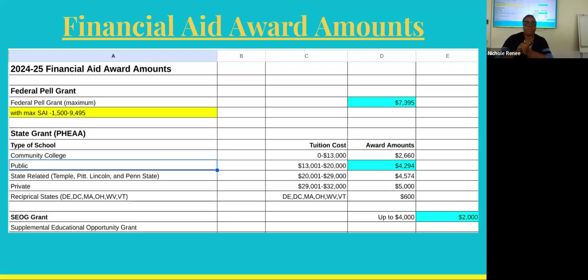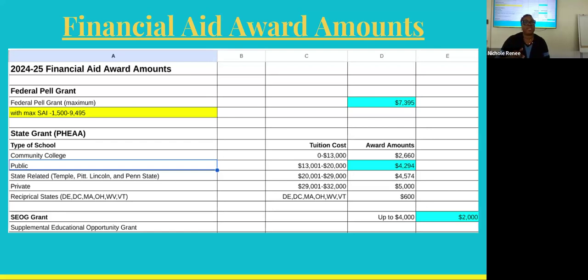What do we say when we hear grants and scholarships? Those are good words because free. You don't have to pay that money back. So if your student aid index, if you see here in yellow, is between a negative 1,500 to 9,495, that means that you are eligible for a Pell Grant. If you get the negative 1,500, you get the full amount. If you get 9,496, you won't get a Pell Grant. Okay. But you can still possibly get a state grant if you're not eligible for the Pell Grant. You got that part? All right.